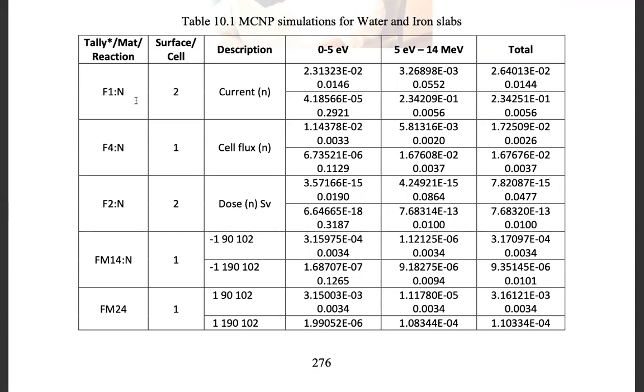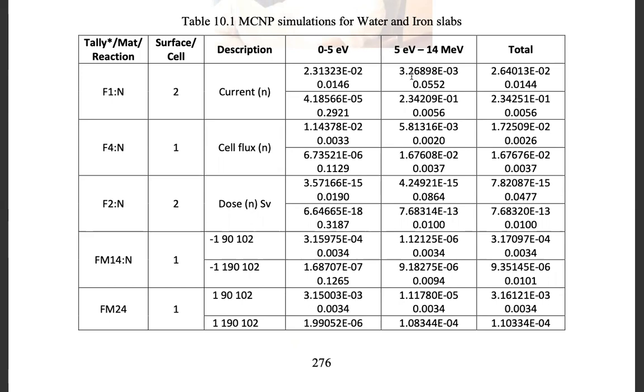So let's look first at the current of neutrons coming out of surface number 2, which is the right surface of the slab. And we've got the tallies broken down into 2 energy bins. The first bin is the low energy bin, 0 to 5 electron volts. And the second is a high energy bin, 5 eV to 14 MeV, everything lumped in. Now, what you see is that the high energy bin from water is very low, but the low energy bin is higher, which means that water is very effective in slowing down the fast neutrons.